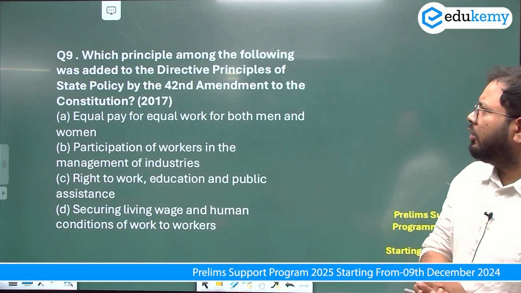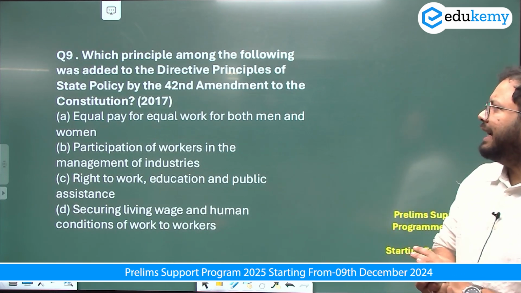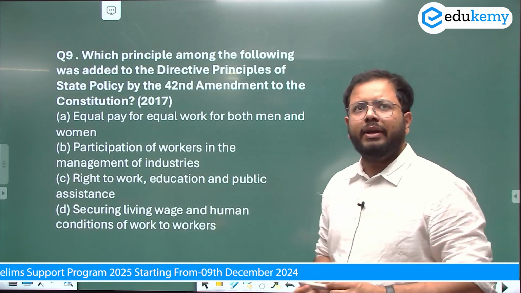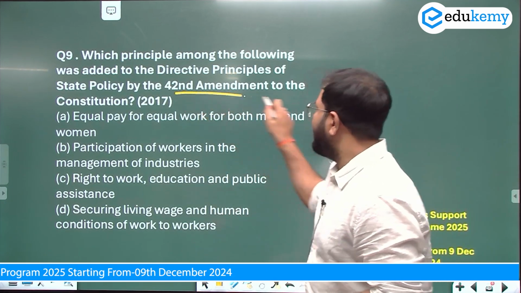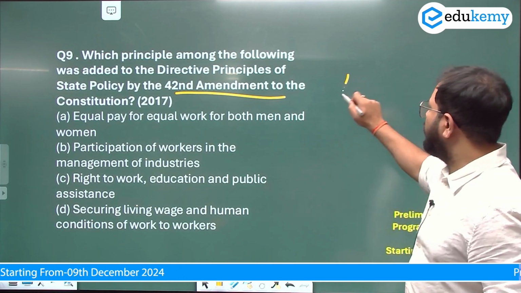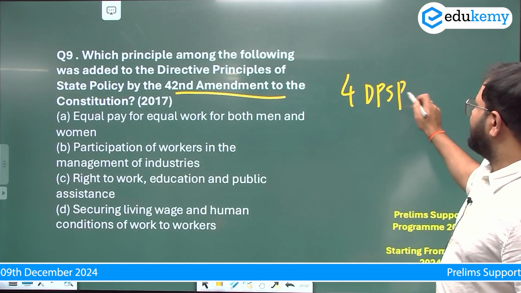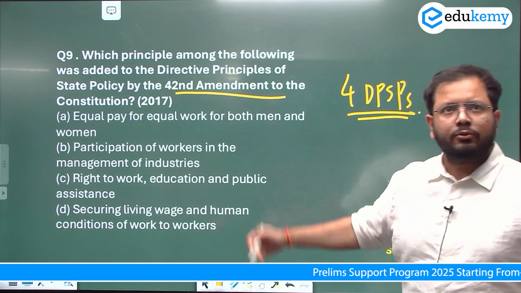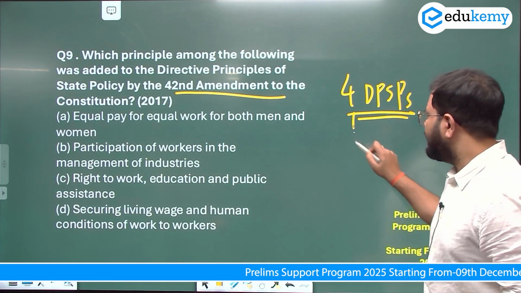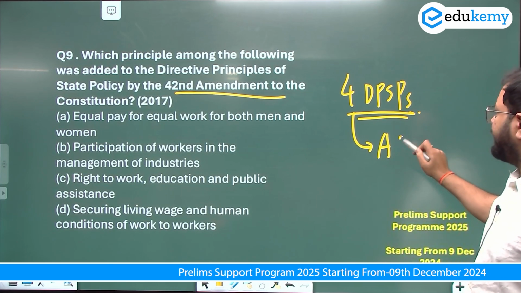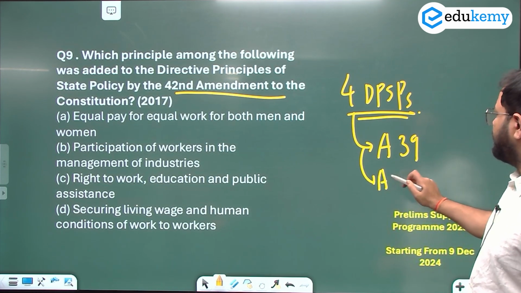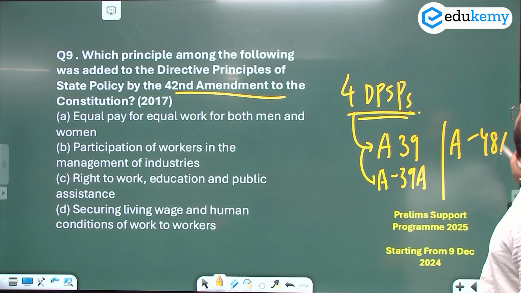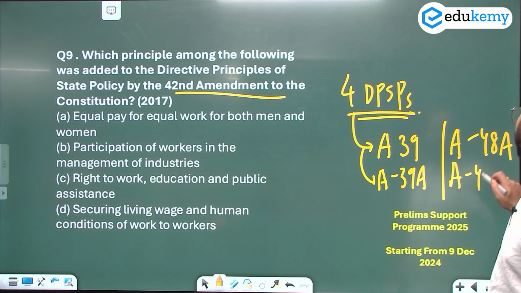Which principle among the following was added to the directive principles of state policy by 42nd amendment to the constitution? Now this question was asked in 2017, and remember 42nd amendment to the Indian constitution added 4 DPSPs. These 4 DPSPs which were added by 42nd amendment are important. उसी में से पूछा है. Got it? All 4 of them are Article 39, Article 39A, Article 48A and Article 43A.